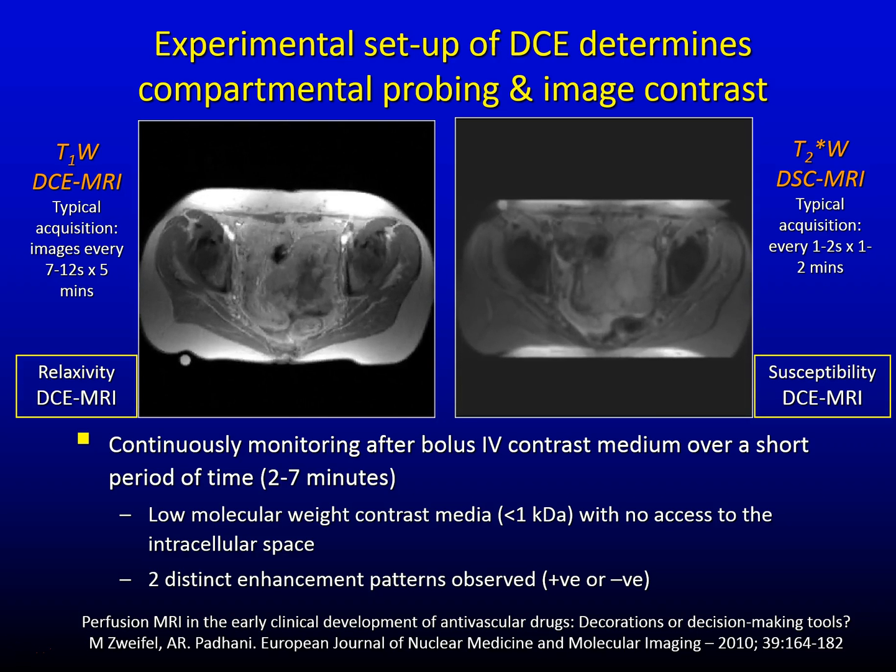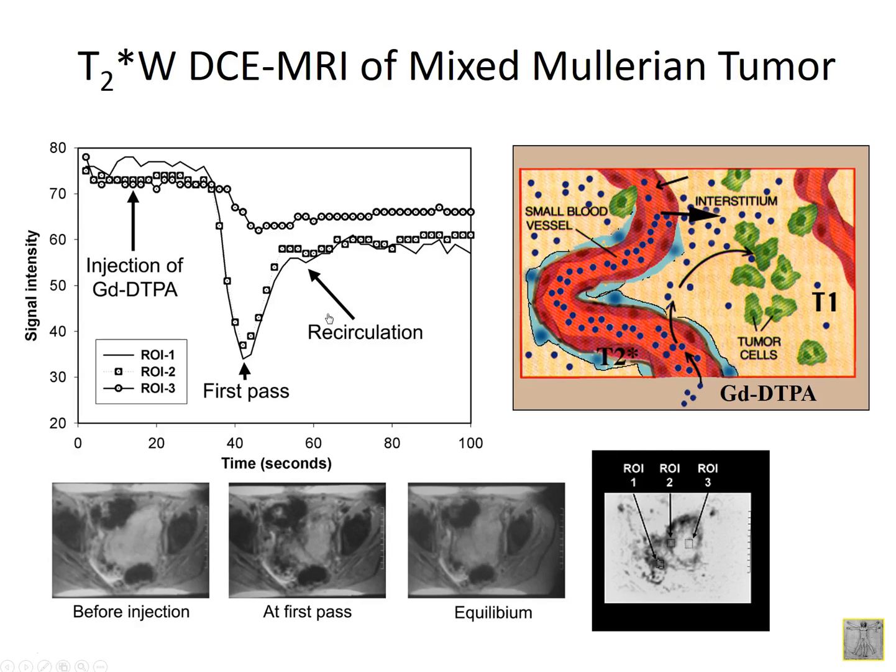If we do a susceptibility T2 star sequence, we can see darkening of the tumor, particularly if you acquire images once every couple of seconds for 1 to 2 minutes. This darkening is quite classical, whereas if we perform a T1 experiment, which is slower, we can see this enhancement. And the different patterns that one observes, positive or negative, is very much dependent on the experimental setup.